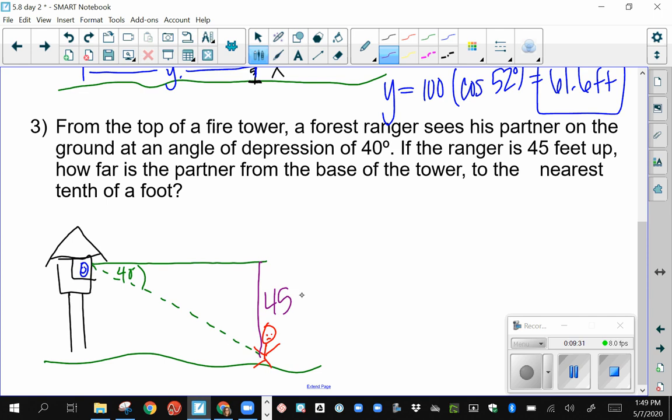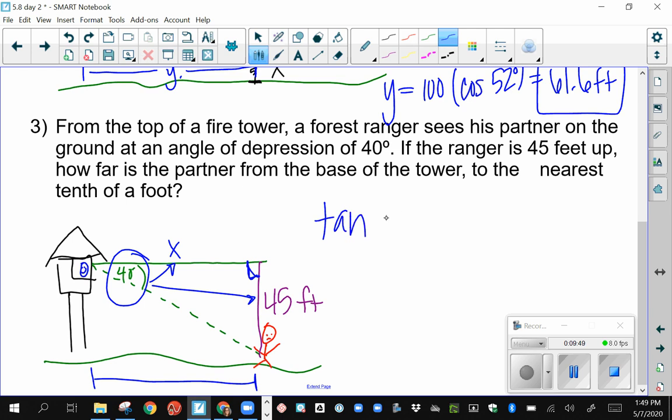Okay, how far is the partner from the base of the tower? So I'm interested in this distance, which is the same as the base of that upside down triangle. I know this angle, I know things about the opposite, I want to know things about the adjacent. That should tell you to use tangent. Tangent of 40 degrees is equal to 45 over x.